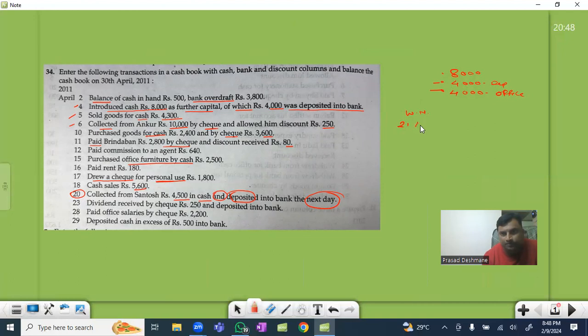Date 21st April, journal entry. When we are depositing money into the bank, what is the journal entry? Debit what comes in, credit what goes out. Debit the receiver, credit the giver. So bank is the receiver, that's why debited, and credit what goes out, cash is going out, that's why cash account. So these are the journal.